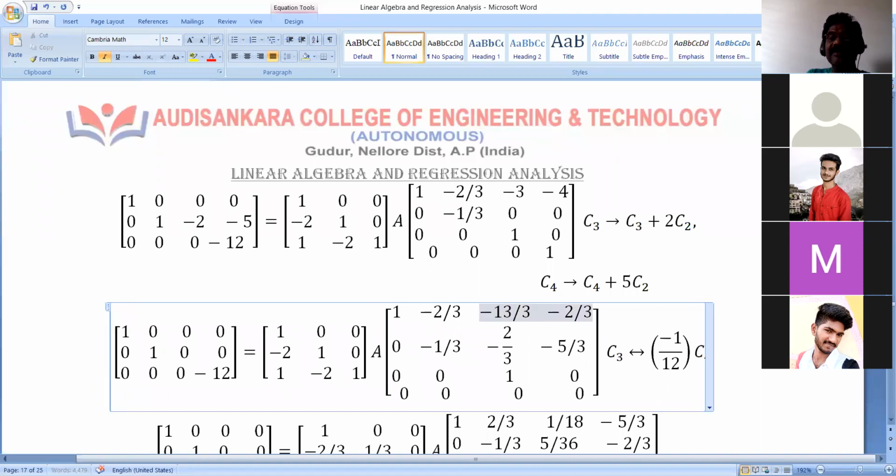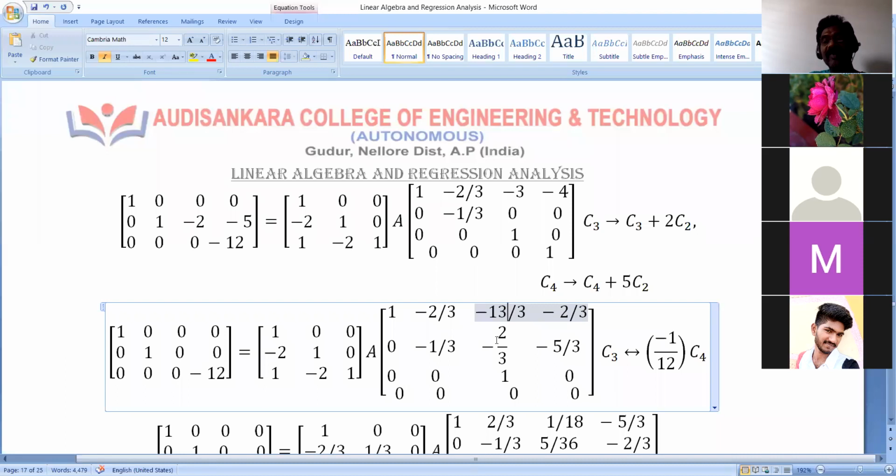Minus 13 by 3, sir. Yes. And in place of this value, that is minus 2 by 3, that's all. And 0 0 1 0, there is no change in the third row, third column, third element, and fourth element also.